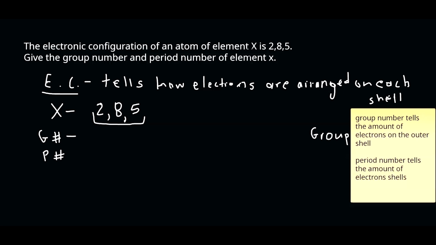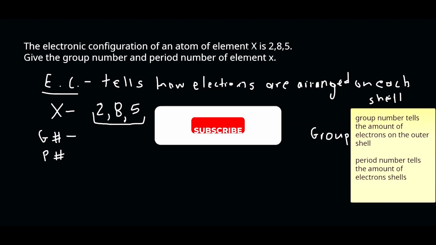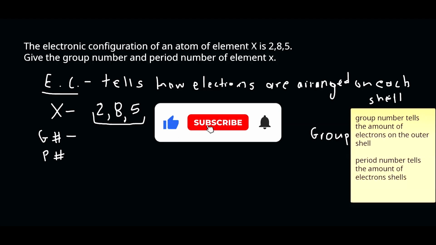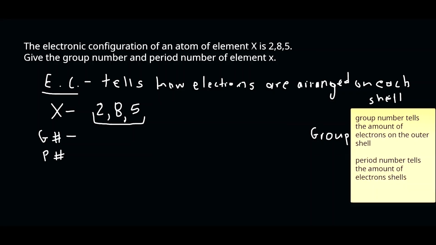It wouldn't be 15. 15 would be the atomic number, but we're looking at the group number. Based on what we're seeing here, the group number tells the amount of electrons on the outer shell. The EC of element X is 2,8,5.